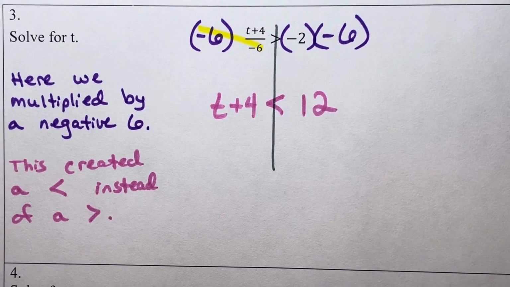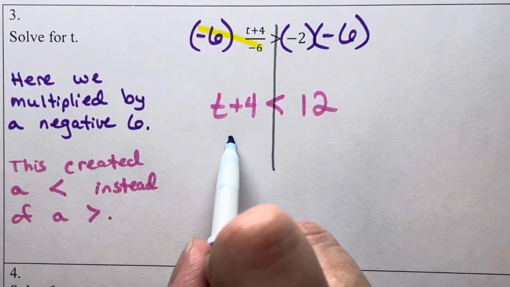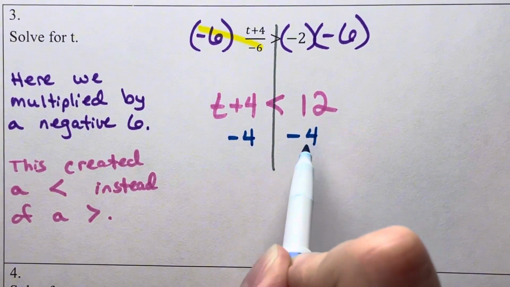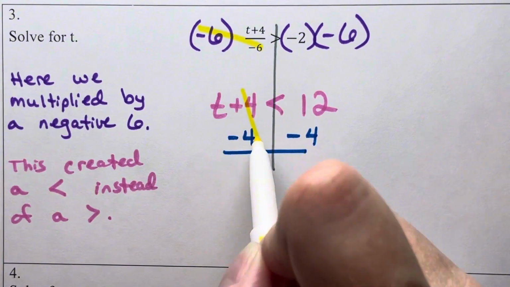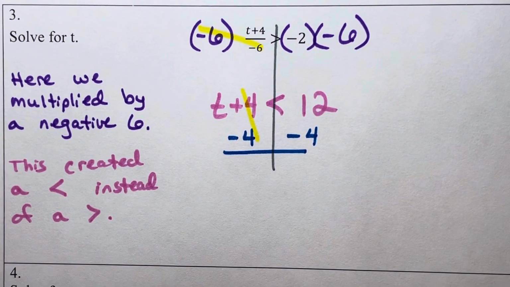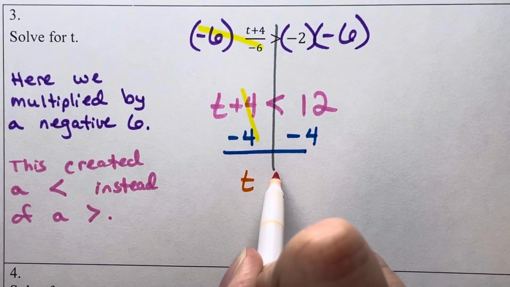Let's go ahead and finish solving for t. How do we get rid of 4? Subtract it. And what you do on one side of the river, yep, you definitely do it to the other side. And the whole purpose of that was to get rid of the 4's, allowing t to be all alone.